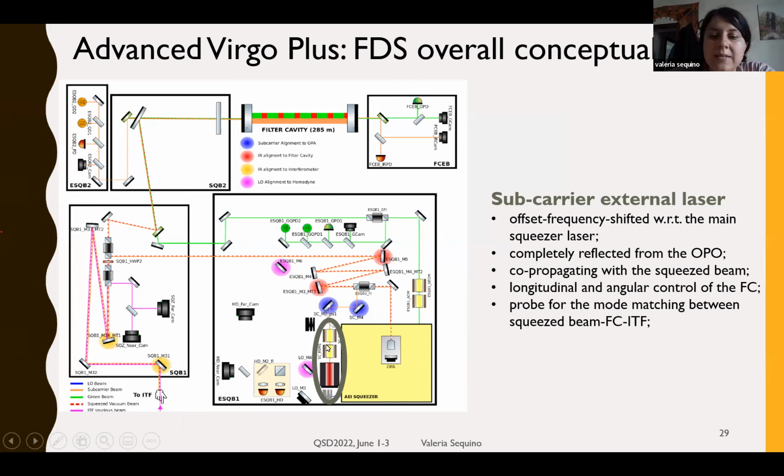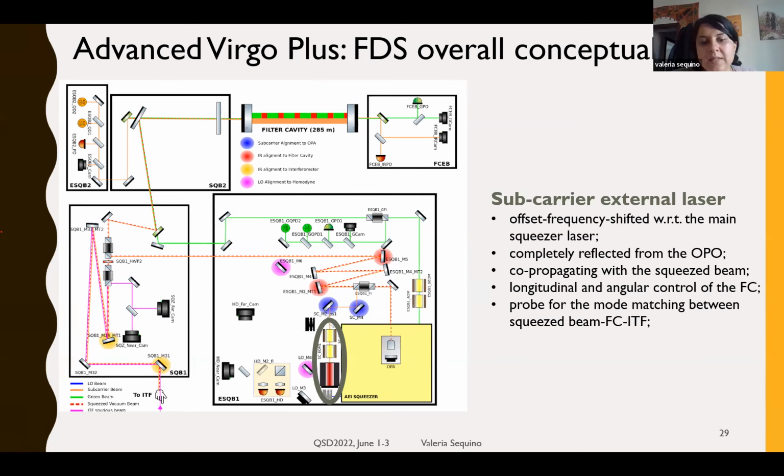This laser, as I said before, is used to lock the filter cavity, and the cavity then will be resonant for the frequency of this beam, and this should be slightly offset with respect to the main squeezing laser in order to make the squeezing beam slightly detuned with respect to the cavity.